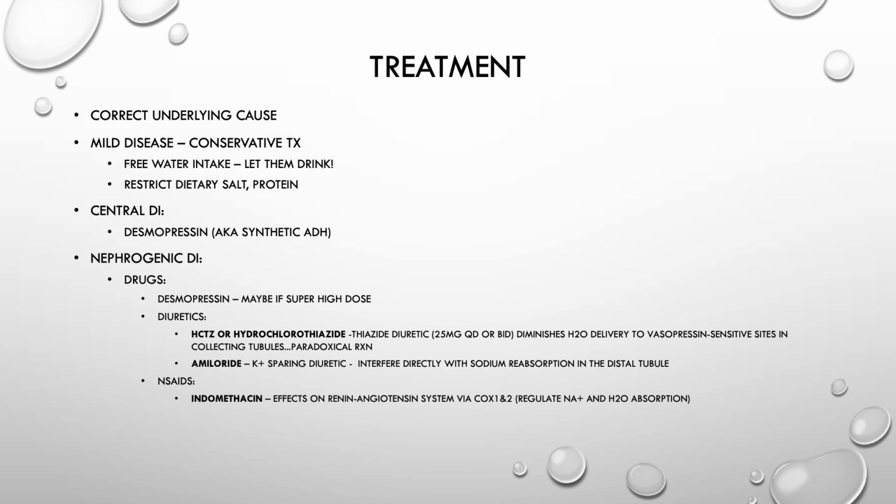Okay, so how do we treat this? As with most things, the underlying cause. This is a common theme in a lot of these endocrine disorders, right? We have to figure out why, and then we have to treat that. So in mild disease, honestly, we can utilize conservative treatment. If they have access to free water, let them drink. If we did brain surgery, oftentimes we just give them free access to water, and if the patient can compensate enough through the natural route, which is enteral always, then we allow them to drink.